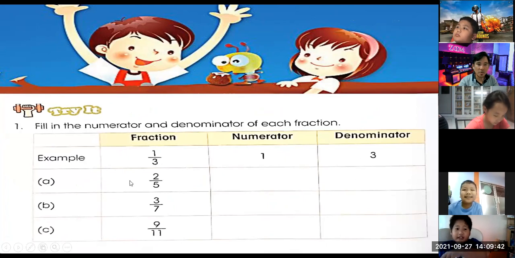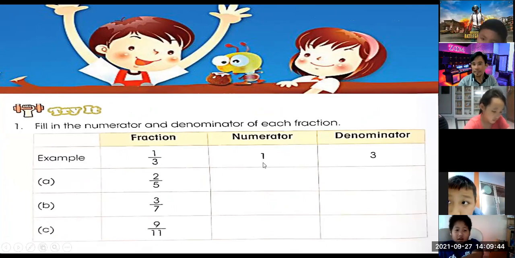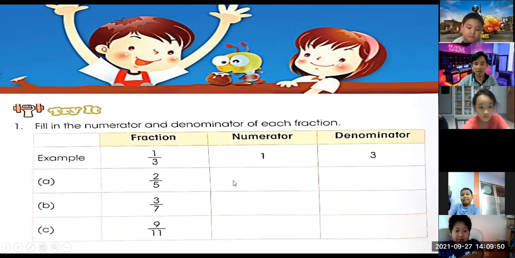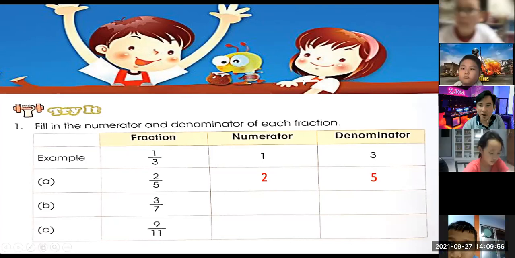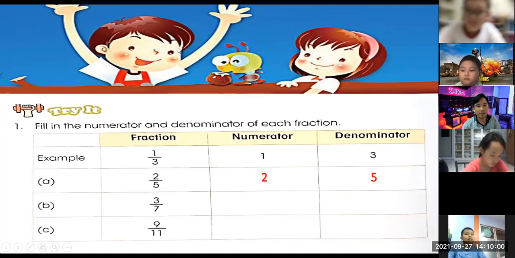What is the numerator in letter A? 2 or 5? 2. Very good. So the numerator is 2 and the denominator is? 5. Very good. Very smart. Thank you.